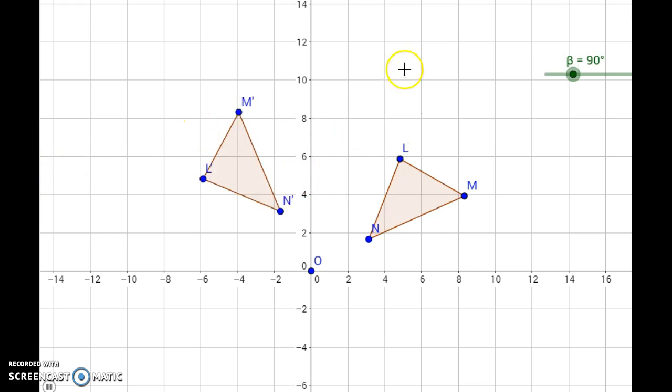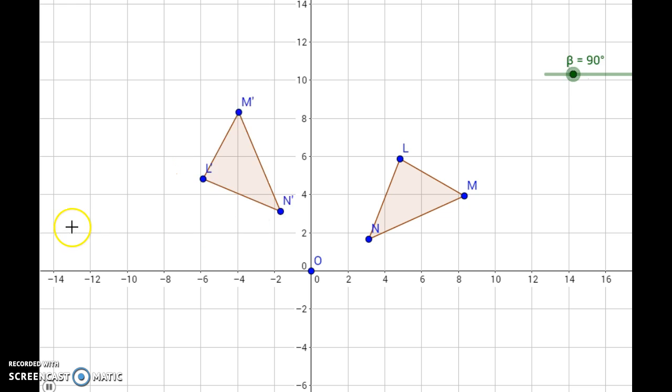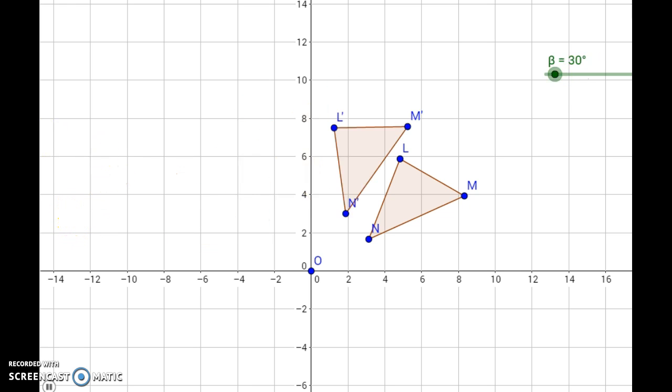You see how it increases: 180, 210, 240, 300, and then 360. Now it goes back that way, by intervals of 30. So this is rotation. Our interest here is the center. I can move this center to anywhere I like.